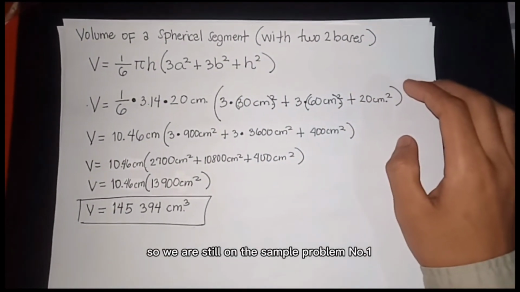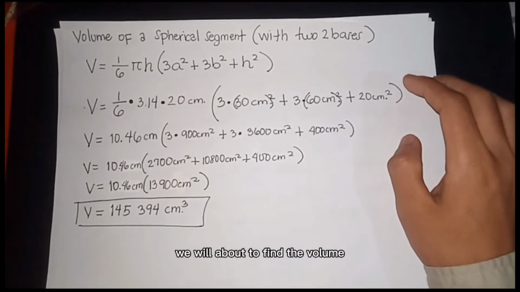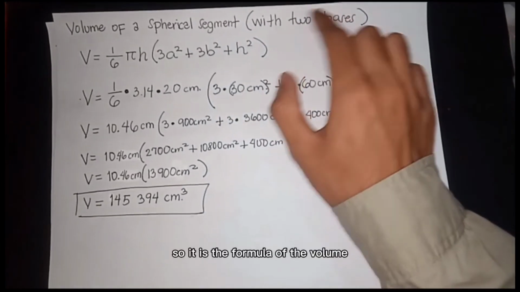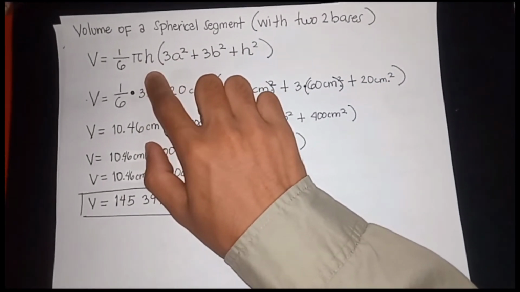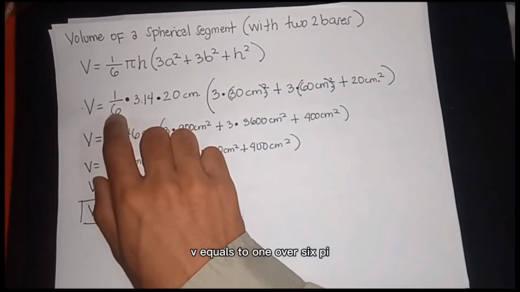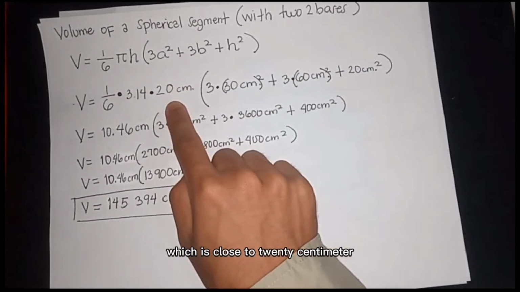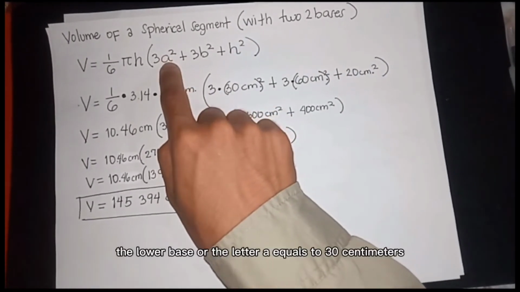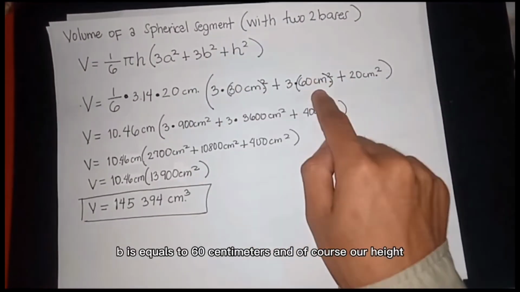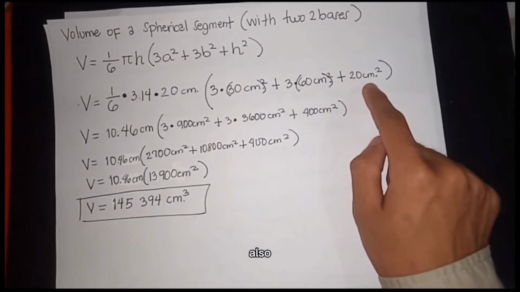So we are still on sample problem number 1, but in this case we are going to find the volume of a spherical segment with two bases. So here is the formula of the volume. Here is the substitution we performed. V is equal to 1 over 6 times pi, which is 3.14, times height, which is 20 centimeters. The lower base, or the letter a, is equal to 30 centimeters. b is equal to 60 centimeters, and of course our height is equal to 20 centimeters also.